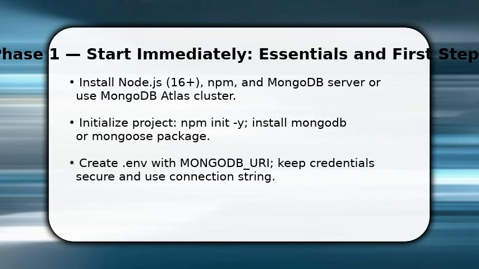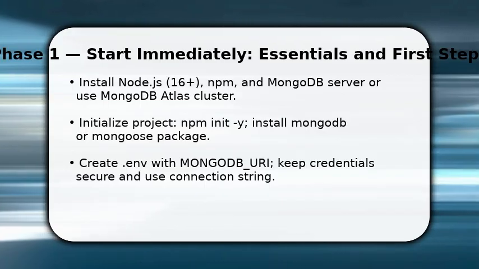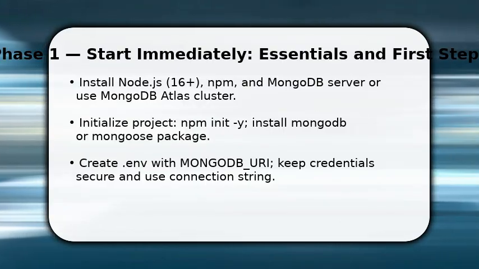Next, create a .env file and paste your MongoDB URI there. This keeps credentials out of code. Make sure to add dotenv to load .env values or configure your deployment secrets. These first steps get your environment ready so you can write the connection code without surprises.